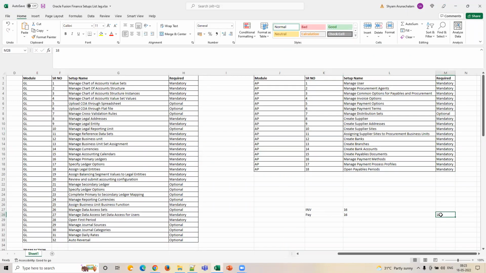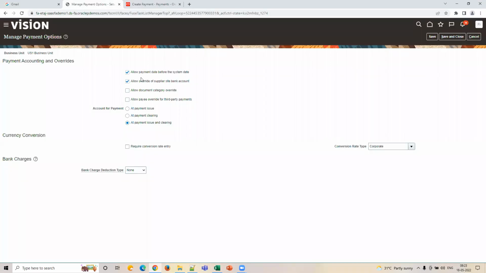Why? Because you may make a payment in real time on the 16th itself, but your account is recording it on the 18th only. Maybe there may be some delay. So in this case, we have to allow it.